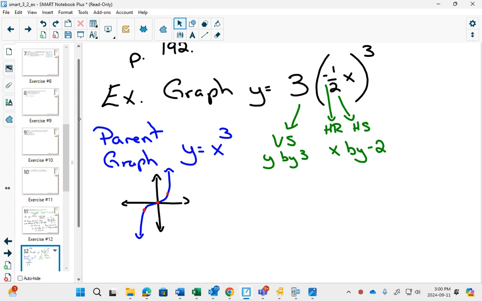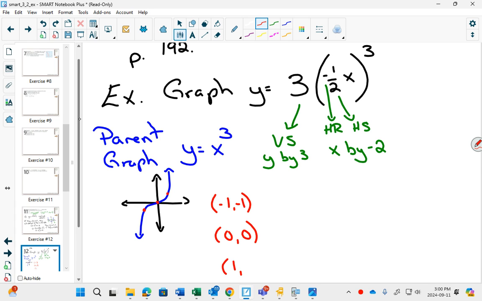So we had our original graph. We have that idea in our head. We know these 3 points. This far left one is -1, -1. Then we have 0, 0, and 1, 1. And what's going to happen to those points? We know that we have to multiply our x values by -2, and we have to multiply our y values by 3.